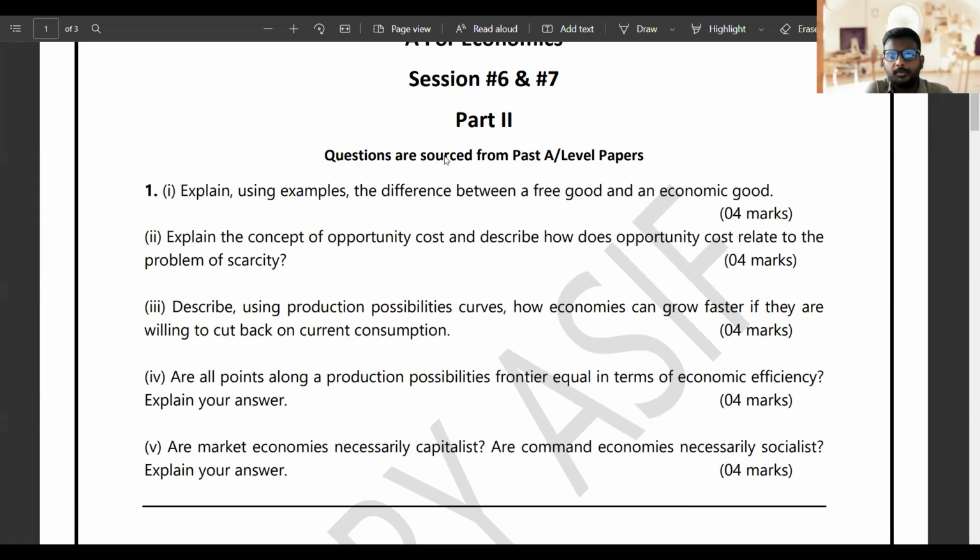Now, this is a 4-mark question. So you can't just go with only no and then move to the next question. You have to start with no, and then explain why it's a no. To explain that, first you have to say what economic efficiency is, how it's achieved, and how it's shown on a PPC.